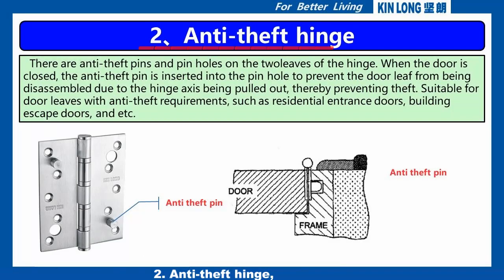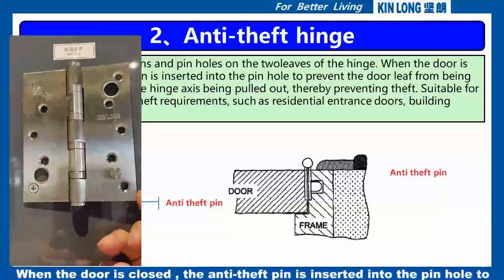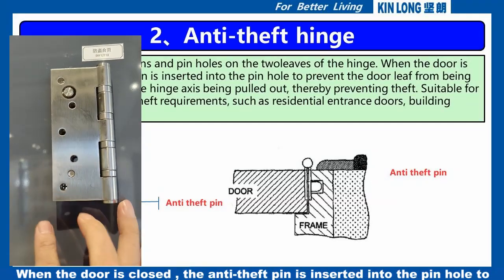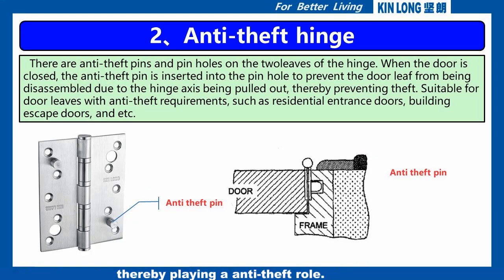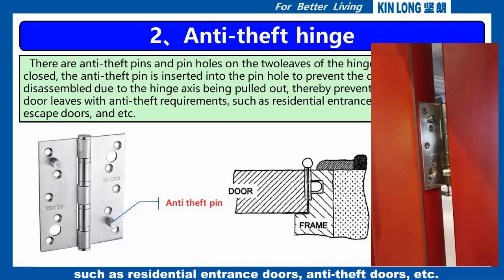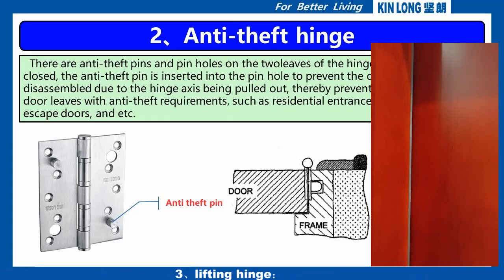2. Anti-theft hinge. The 2 leaves of the hinge have anti-theft pins and pinholes, respectively. When the door is closed, the anti-theft pin is inserted into the pinhole to prevent the door leaf from being disassembled due to the hinge axis being pulled out, thereby playing an anti-theft role. Suitable for door leaves with anti-theft requirements, such as residential entrance doors, anti-theft doors, etc.